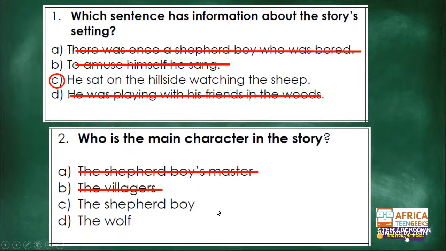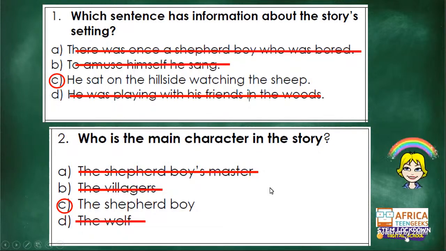The shepherd boy. And was it the wolf? Do you think it was the wolf that was the main character? I think it was the shepherd boy. Don't you think so? Because he was the one that kept saying, wolf, wolf, making the villagers come. The story was about him, I think. Well, well done, Blessing. Thank you very much for talking.